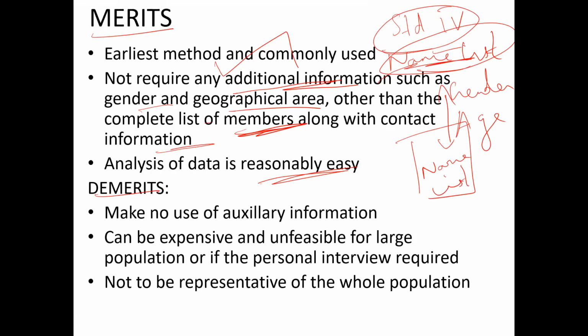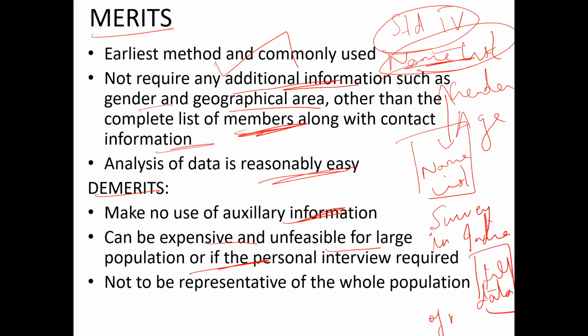But the disadvantages: it makes no use of auxiliary information. For example, you don't need any additional information other than the name list for this type. It can be expensive and unfeasible for a large population. For example, you are going to do a survey in India. At that time, how can you obtain a full database? You can obtain a full database of the name list, but obtaining it from them is a difficult task. So it's one of the major demerits.